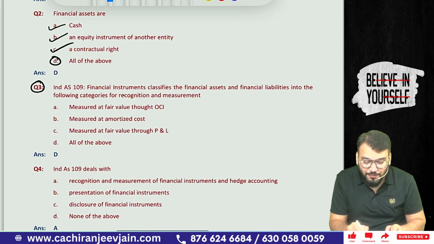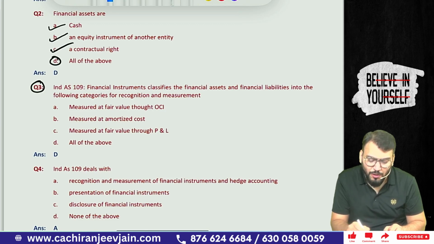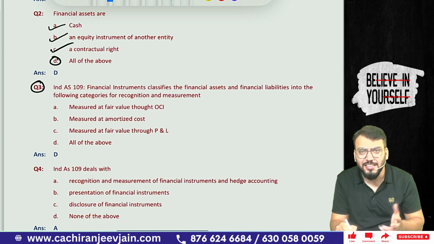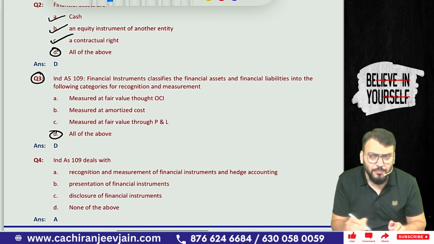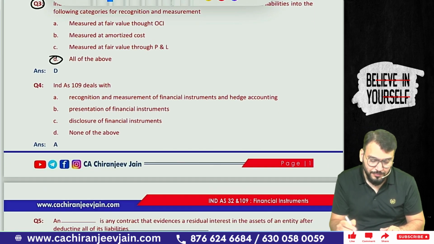Question number 3. Ind AS 109 classifies financial assets and financial liabilities into the following categories for recognition and measurement: measured at FVTOCI, measured at amortized cost, measured at fair value through PL. Financial assets are categorized in all the categories, but for financial liabilities we have 2 categories, FVTPL and amortized cost. So the best option is all of the above.